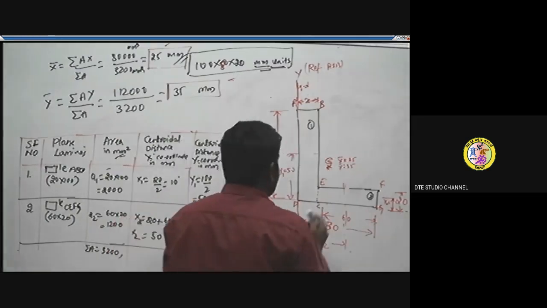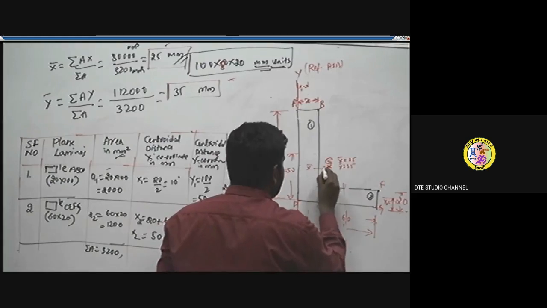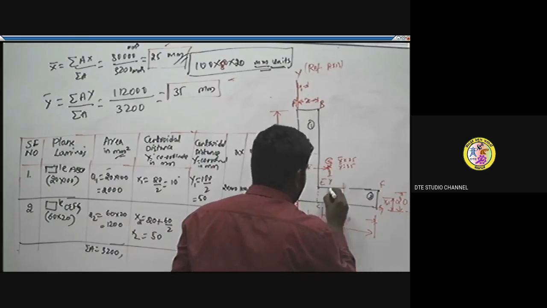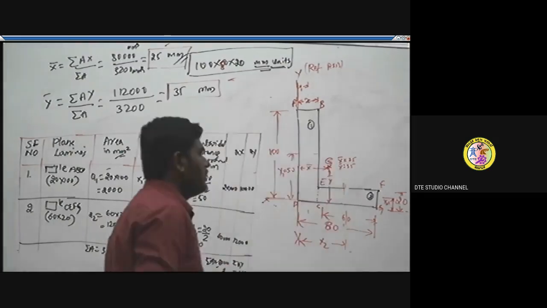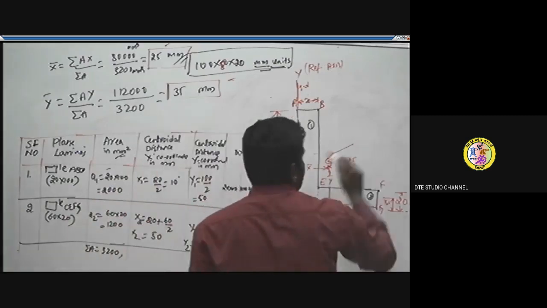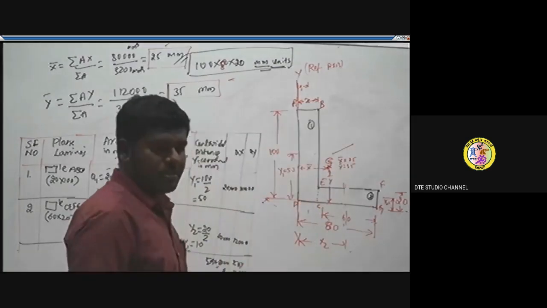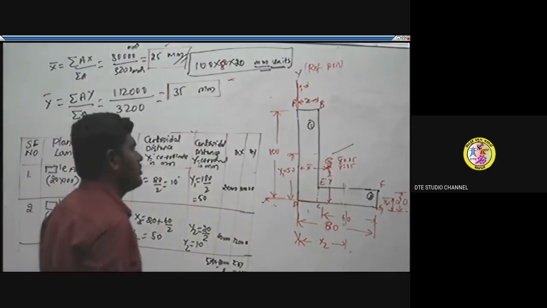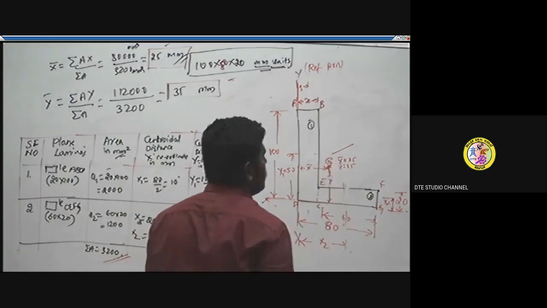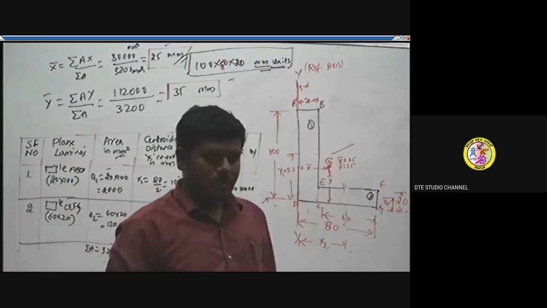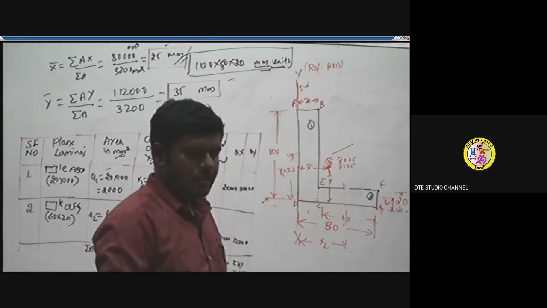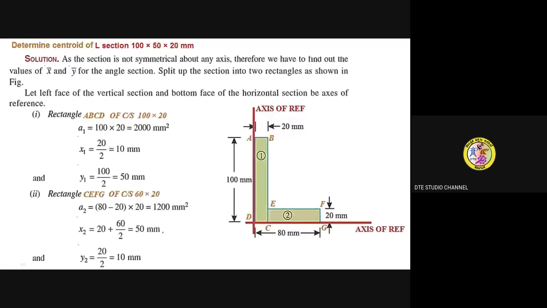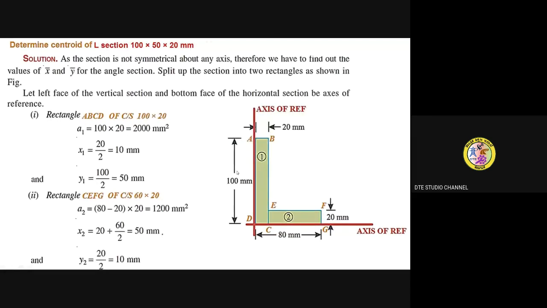So from the leftmost part and the bottommost part, thereby we can locate the position of this centroid, the average point where the entire area, 3,200 millimeters square, is assumed to be acting for this L section lamina. I hope you understood all these three problems. They are important problems. T sections, I sections, channel sections, and unsymmetrical L sections we have discussed in today's class.